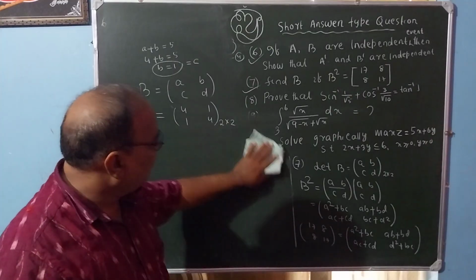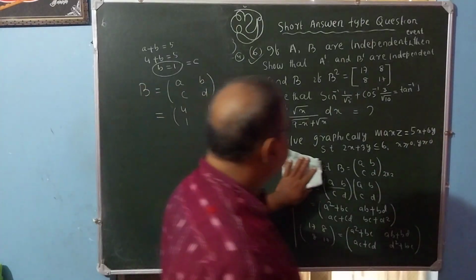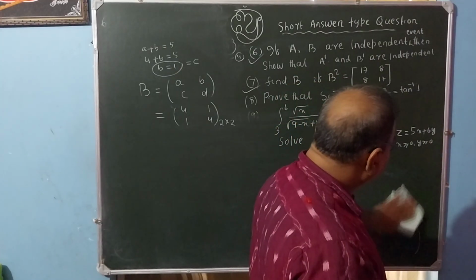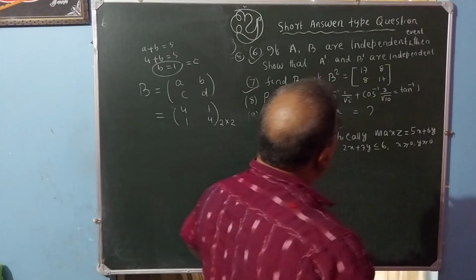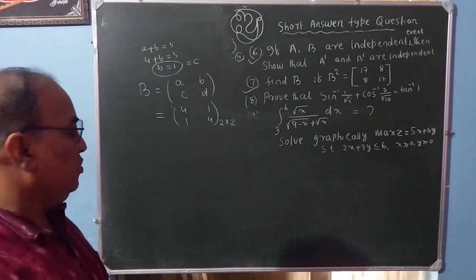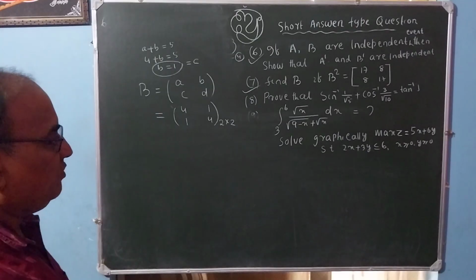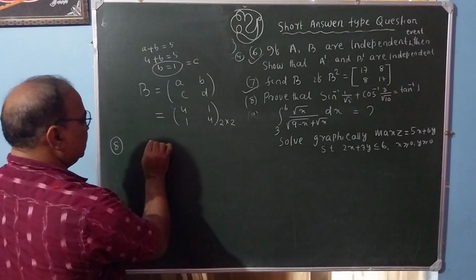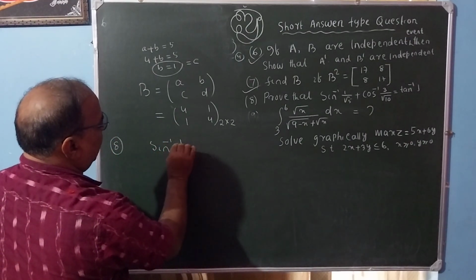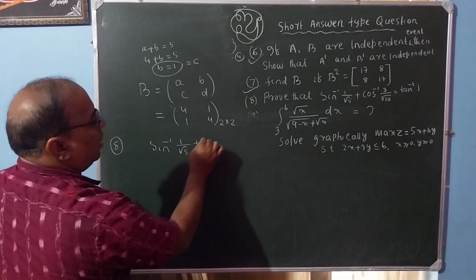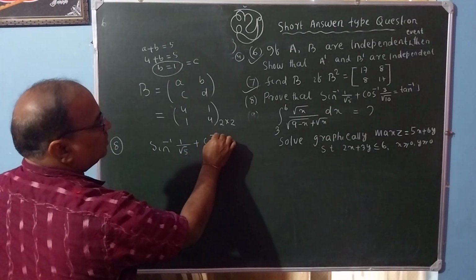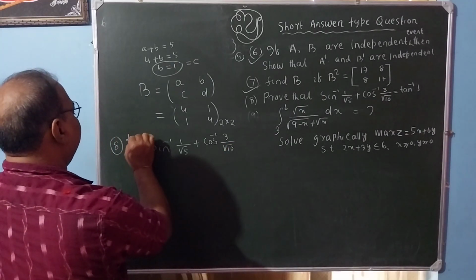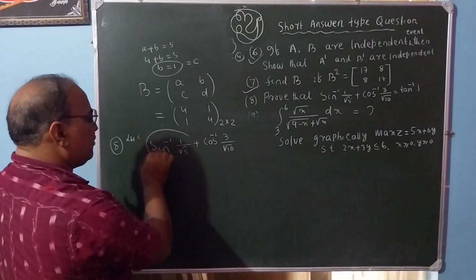Prove that sine inverse 1 by root 5 plus cos inverse 3 by root 10 is equal to tan inverse 1. Okay, so write down question number 8, very important question. Sine inverse 1 by root 5 plus cos inverse 3 by root 10. LHS I am taking.